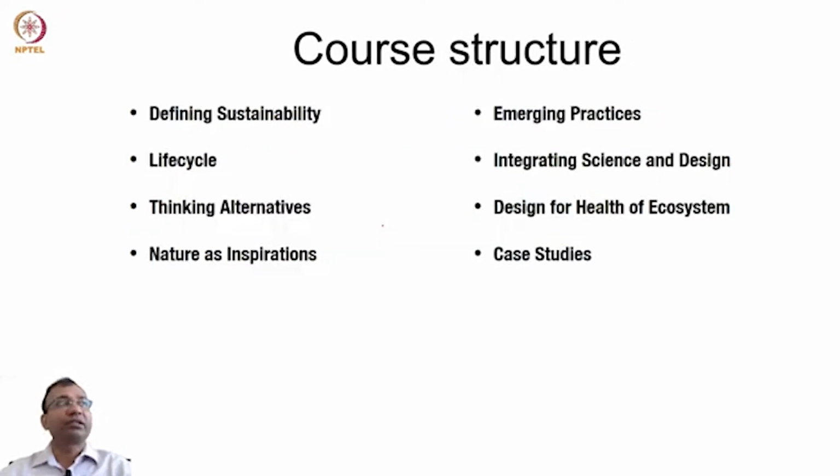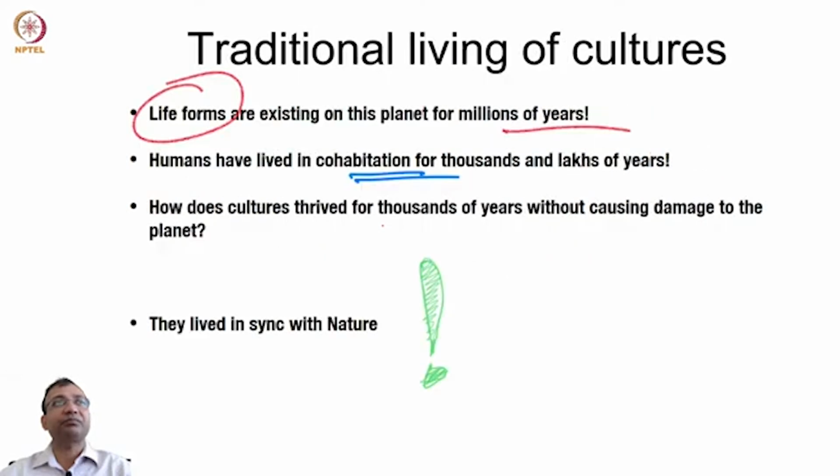So the course structure is divided into several sections: defining sustainability, what is life cycle analysis, thinking alternatives, taking nature as inspiration, emerging practices, integrating science and design for health of the ecosystem, with several case studies. The case studies vary from industrial design to architecture to city planning. There are several types of case studies depending upon the uses of the material and several techniques depending upon the strategies which have been discussed in this course. So we have selected some case studies.